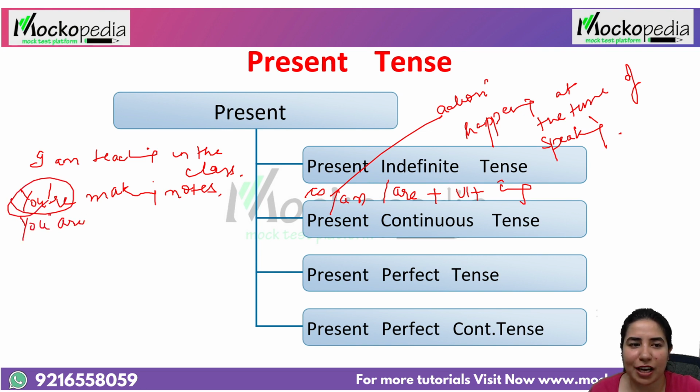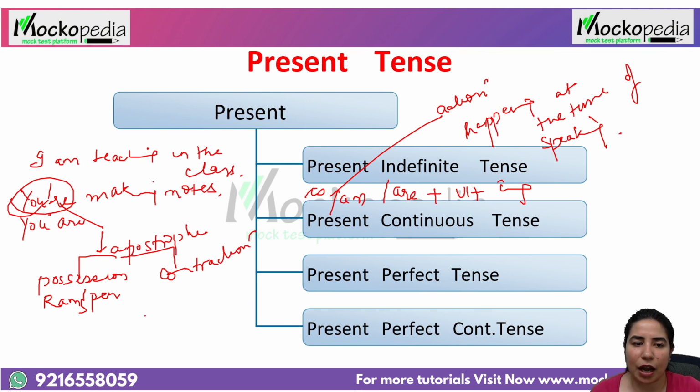You apostrophe re. Apostrophe is slightly digressing, but we are using apostrophe. It's used for two reasons. One is possession, so you say it's Ram's pen, and you use apostrophe s, or you use it for contraction like we have done above. So you apostrophe re actually means you are, right?